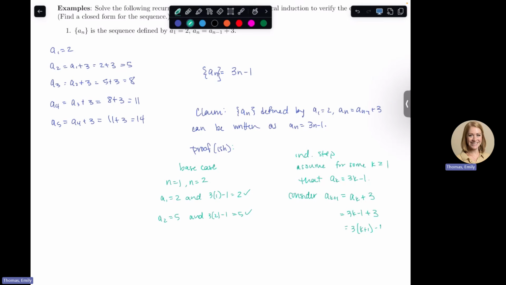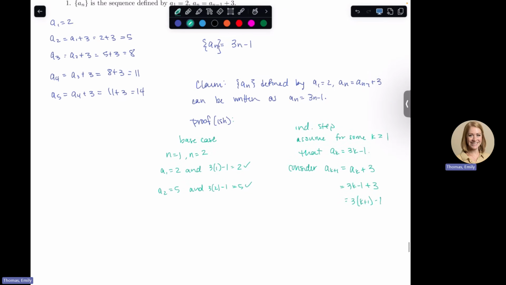What am I supposed to be making this look like? That's good, because that's what I did. So grouping these and factoring out that 3, you get 3 times k plus 1 minus 1. So your closed form works. You've shown by regular induction that the closed form works.